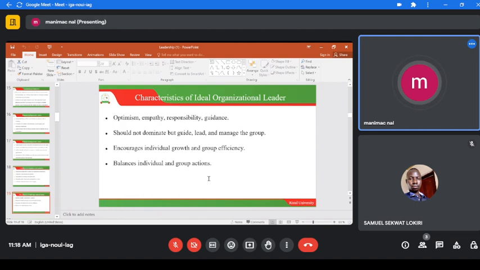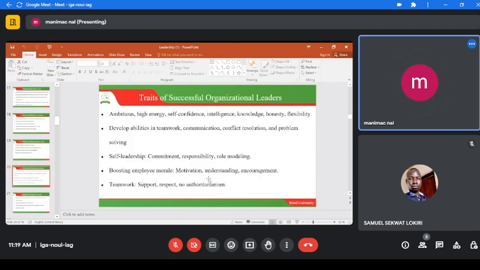Furthermore, what could be the characteristics of the ideal organizational leader? Number one, he has to be optimistic. He has to have empathy. He has to be responsible. He has to guide, and he should not only be nominated, but guide, lead, and manage the group. He or she should also encourage individuals' growth and the group efficiency. He should also balance individuals' and group actions.